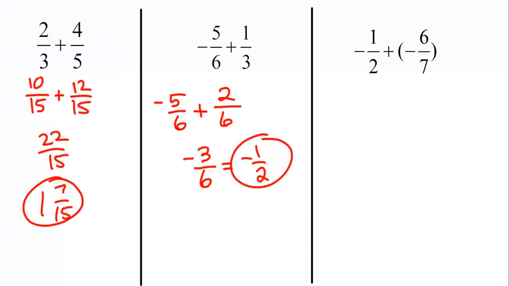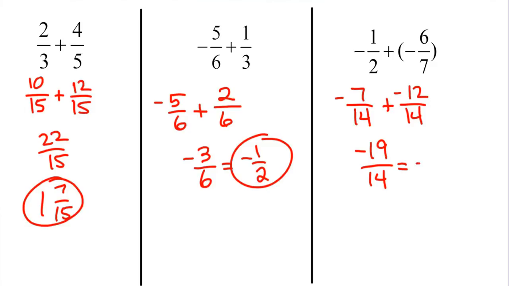And the last one, negative 1/2 plus negative 6/7. The least common multiple of 2 and 7 is 14. So we will rewrite these fractions with a denominator of 14. Negative 7/14 is equivalent to negative 1/2, and negative 12/14 is equivalent to negative 6/7. And then these are both negatives. Negative 7 plus negative 12 is negative 19. So we have negative 19/14, which is negative 1 and 5/14 as a mixed number, and that is in simplest form.